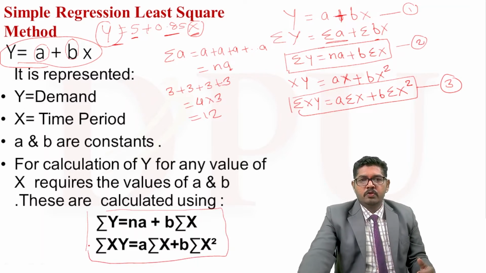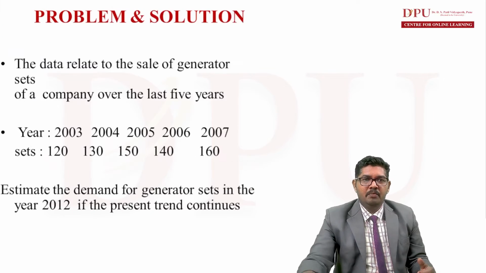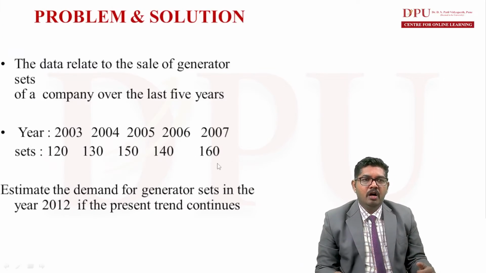So let us continue with an example. Now we have an example here. The data relate to the sale of generator sets. So we have data relating to the sale of generator sets of a company over the last 5 years. So we have 5 years of data. So this is a time series actually.